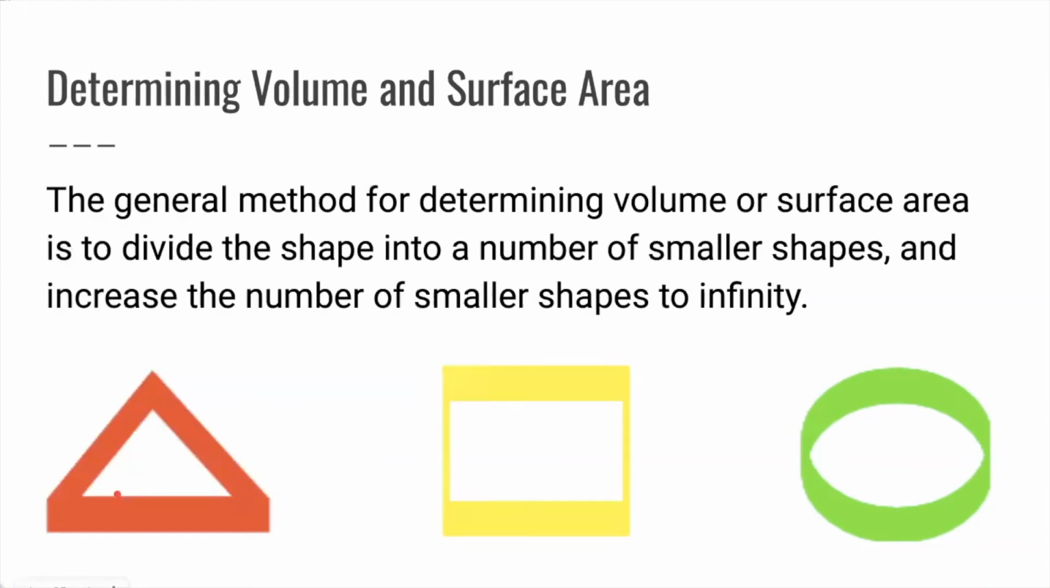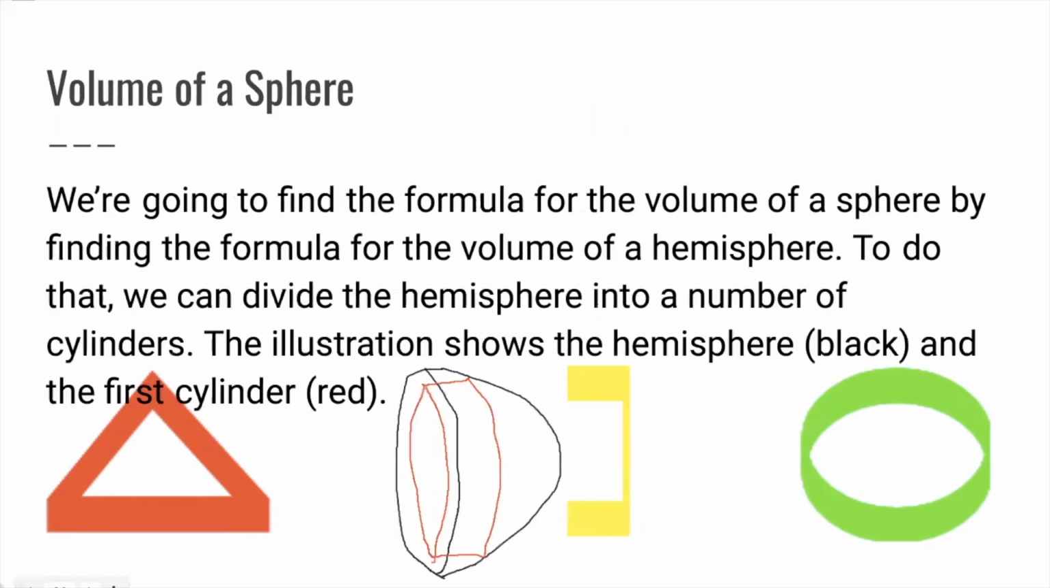So now we're getting into determining volume and surface area. The general method is to divide a shape into a number of smaller shapes and increase the number of smaller shapes to infinity. So we're going to determine the volume of a sphere, and to do that, we're going to determine the volume of a hemisphere. And to do that, we're going to divide the hemisphere into a number of cylinders.